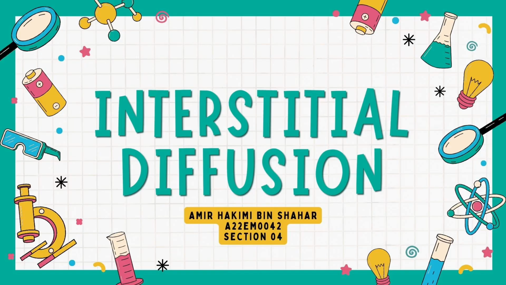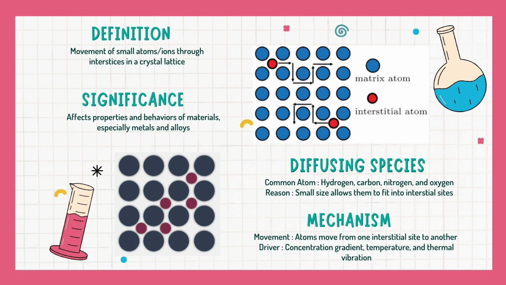Hi guys, my name is AMIR HAKIMI and I will explain about interstitial diffusion. Interstitial diffusion is the movement of small atoms or ions through interstices in a crystal lattice. The significance is that it affects the properties and behaviors of materials, especially metals and alloys.